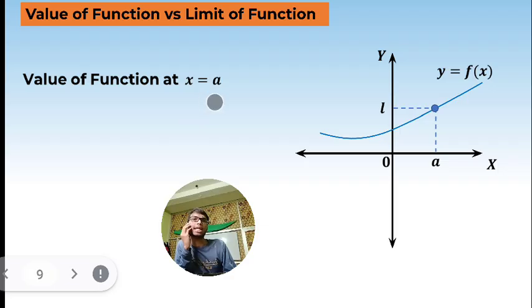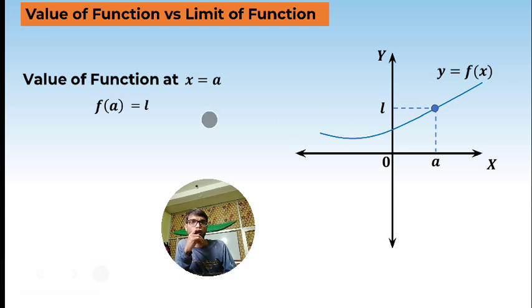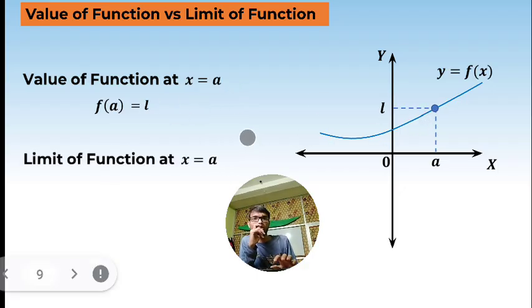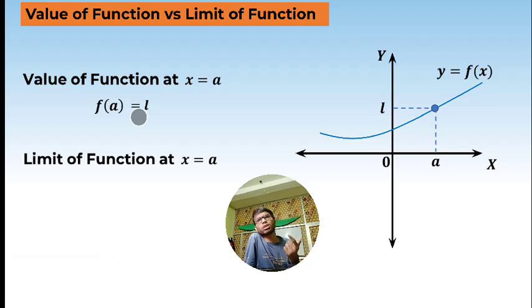Value of a function at x. When x is a, y is coming as L. So this would be the output. When x is a, then the output will be L. So this was the value of a function. When we put the value of x, then we get the output. This is the value of a function.